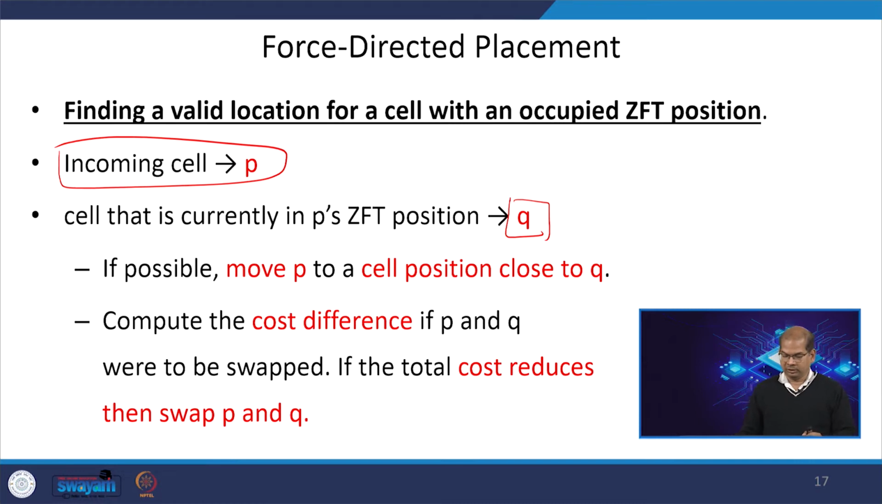If possible, move P to a cell position close to Q, that is one technique. Compute the cost difference. If P and Q were to be swapped and the cost reduces, then we can swap the position of P with that of Q. This is the first technique, technique 1.